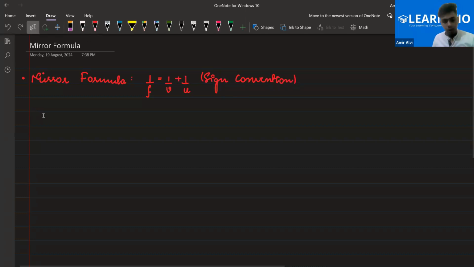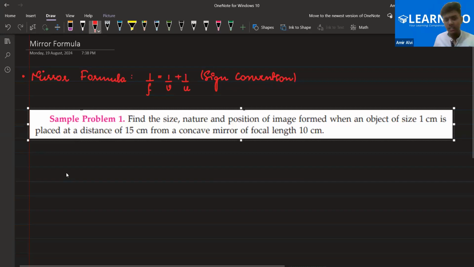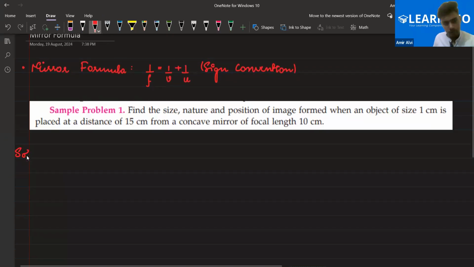Okay. So now let's do the question based on the mirror. Okay. So question is saying that this is a very basic question. Now let's do it together. Question is saying, find the size, nature, and the position of the image formed, the object of size 1 centimeter. The size of 1 centimeter is what? Can anybody tell me what is 1 centimeter? Anyone? No one?